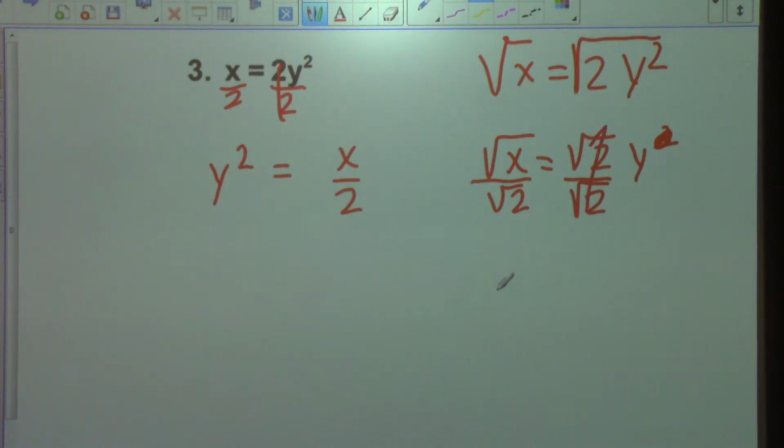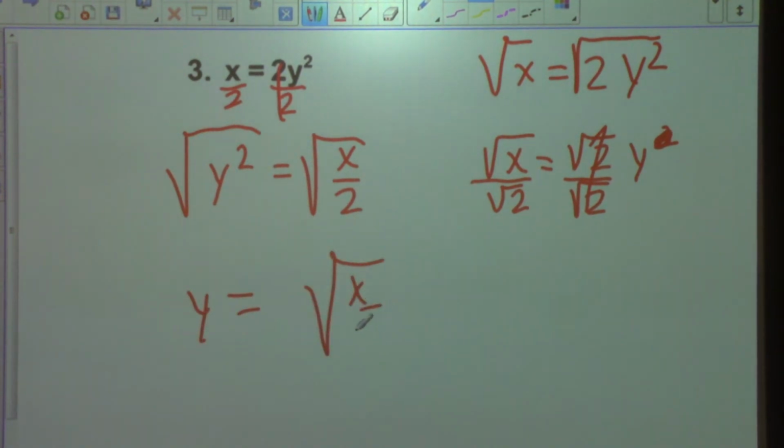This canceled out here, right? What do we have to do here? This is one way of doing it. Yes, we could take the square root first. Usually you'll isolate y squared before you do it, but this is a valid way of doing it. But now if we take a square root, we get y equals the square root of x over 2, right? Is that right? Yes.